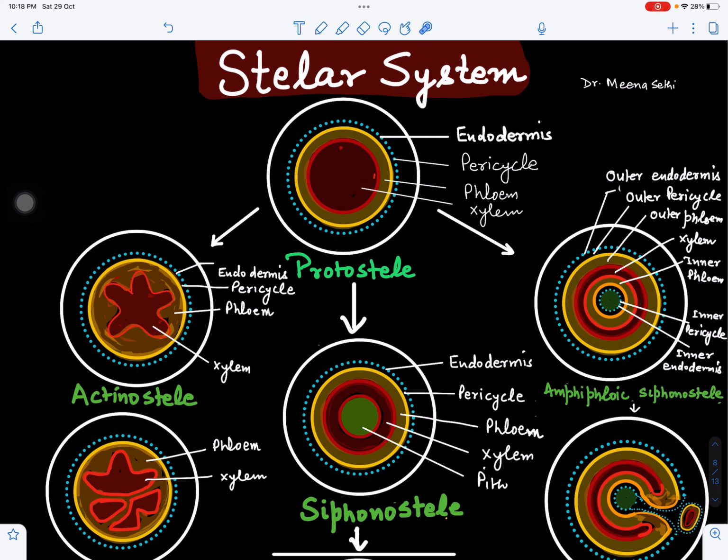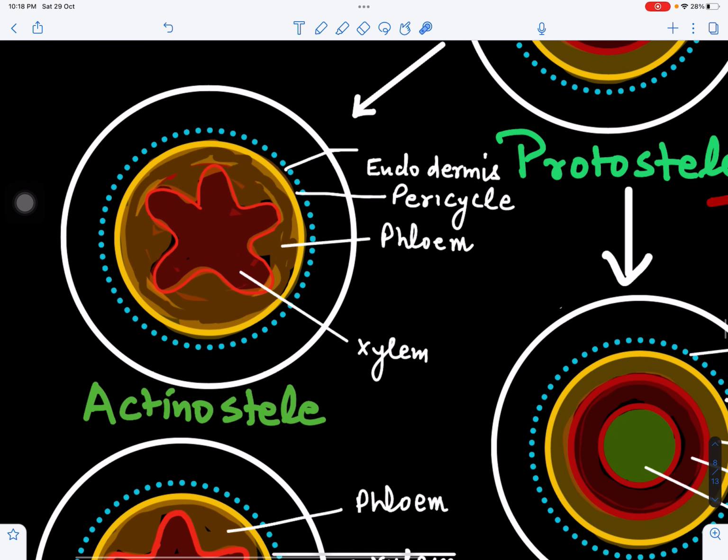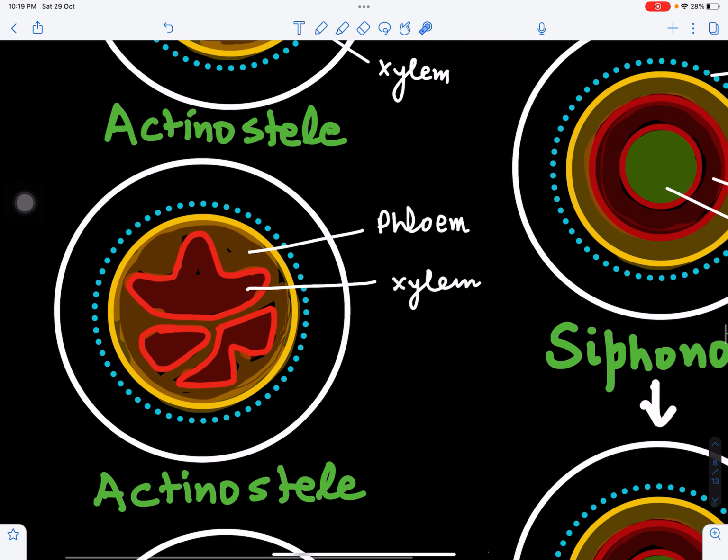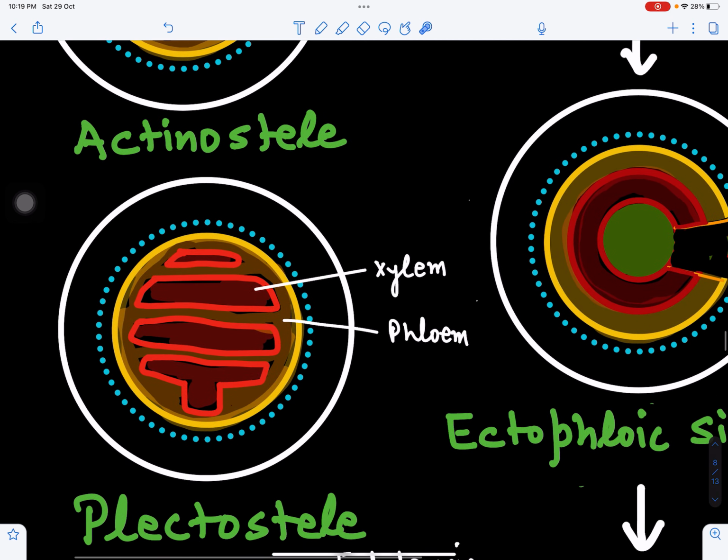So, we have discussed this stele which is having in the center xylem and phloem surrounded by endodermis and pericycle. This is called as protostele. Now, if this xylem becomes star shape, if it has radiating arms like this, then this is called as actinostele. So, this is xylem surrounded by phloem, endodermis and pericycle. Now, this actinostele further we can see here, this is being breaking up into many patches of xylem into the phloem tissue.